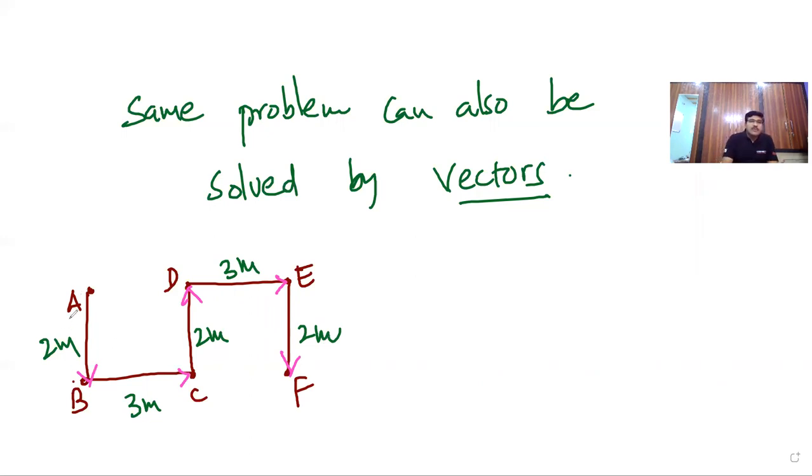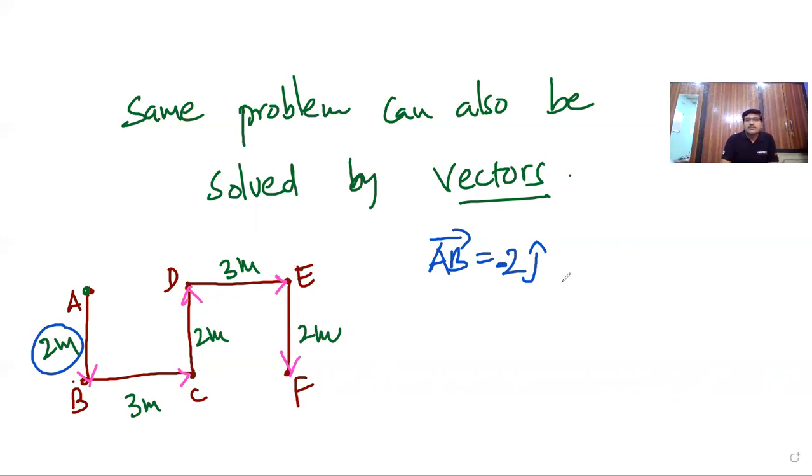Now I want to put it in the vector form. A is the initial point. A to B, AB bar vector. Tail to head, AB. What is the magnitude? Magnitude is 2 meters, and direction A to B, downward direction. Downward is negative, towards negative axis. What is the unit vector? J cap. Unit vector is J cap, but with a minus sign. Why minus? Because down.